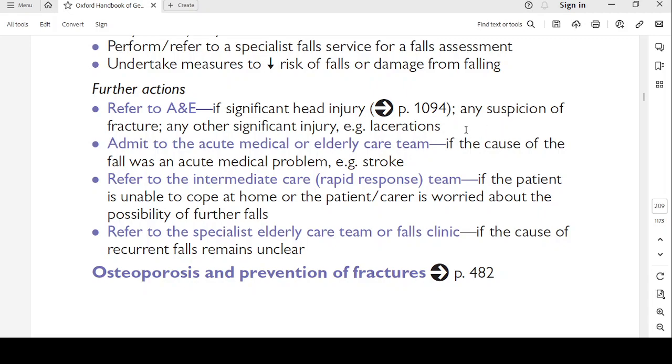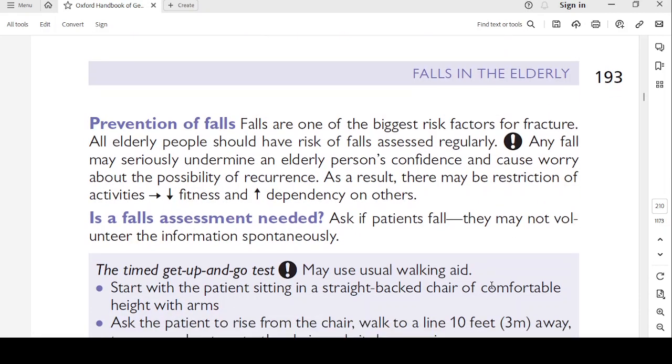Admit to acute medical care or an elderly care team if the cause of the fall is an acute medical problem like stroke. Refer to the intermediate care rapid response team if the patient is unable to cope at home or the patient's carer is worried about the possibility of further falls. Refer to the specialist elderly care team or falls clinic if the cause of recurrent falls remains unclear. Osteoporosis and prevention of fractures, page 482, we will see there.